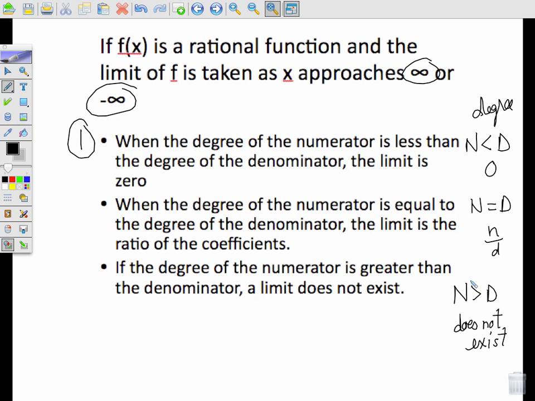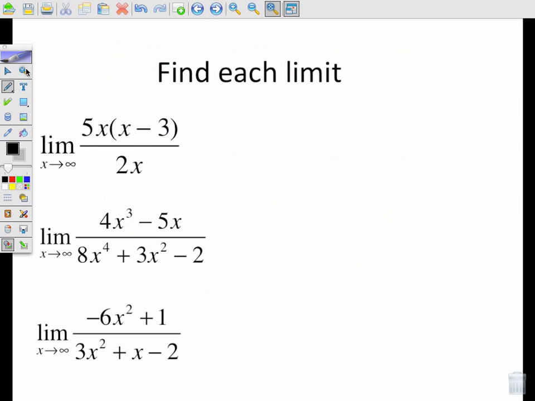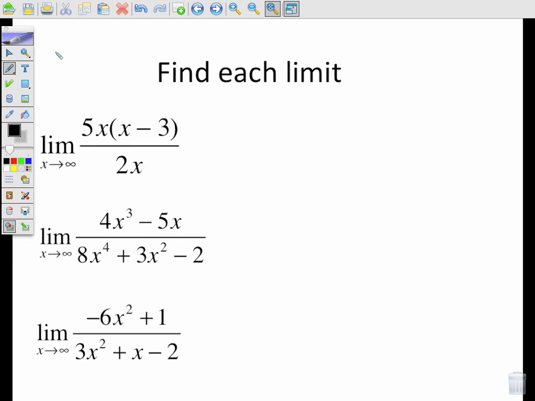So we can just follow these rules now. I know you don't have any examples currently in your packet, but we are going to run through these 3 examples, finding the limit of the expression. On top here I have 5x squared minus 15x. On bottom I have 2x.